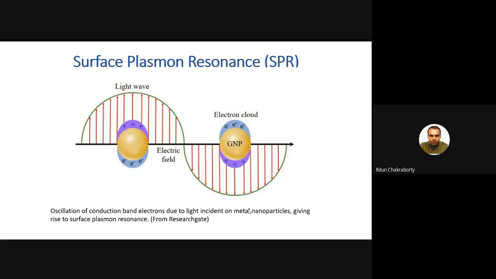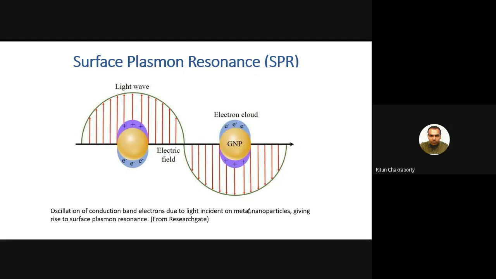But one more thing you should remember: surface plasmon resonance is observed when the metal nanoparticle size is smaller than the wavelength of radiation. The metal nanoparticle has to be much smaller than the wavelength of radiation, and in that case only we observe surface plasmon resonance.